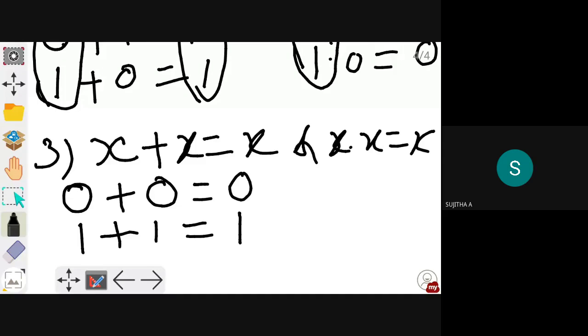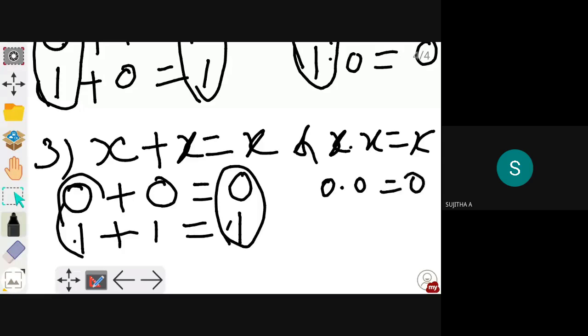So whatever value x has, you get the same value. If you give 0 you get 0, if you give 1 you get 1. So x plus x will give you x. Similarly, 0 into 0 will be 0 and 1 into 1 will be 1. So whatever value you give in x, you get the same output. So x into x is equal to x.